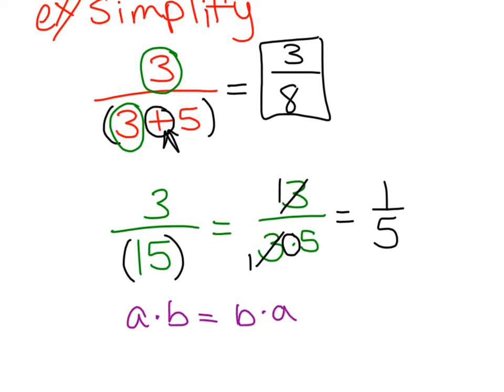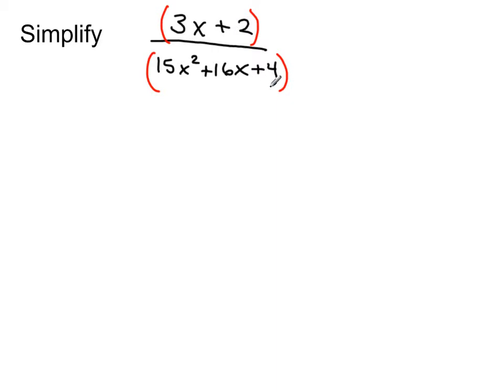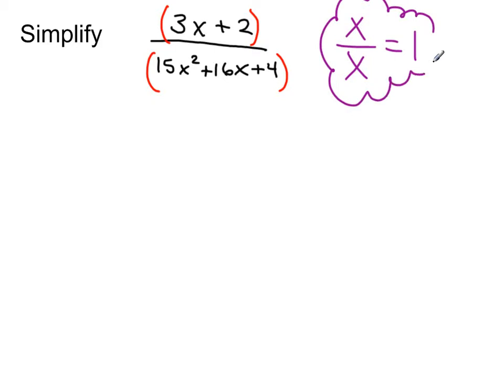So, if I can write this as a product, then I can cancel things out using that rule, x divided by x equals 1. So that's my goal. In order to write these things as a product, I must factor, which means to write as a product. So let's start with our numerator. We have 3x plus 2.